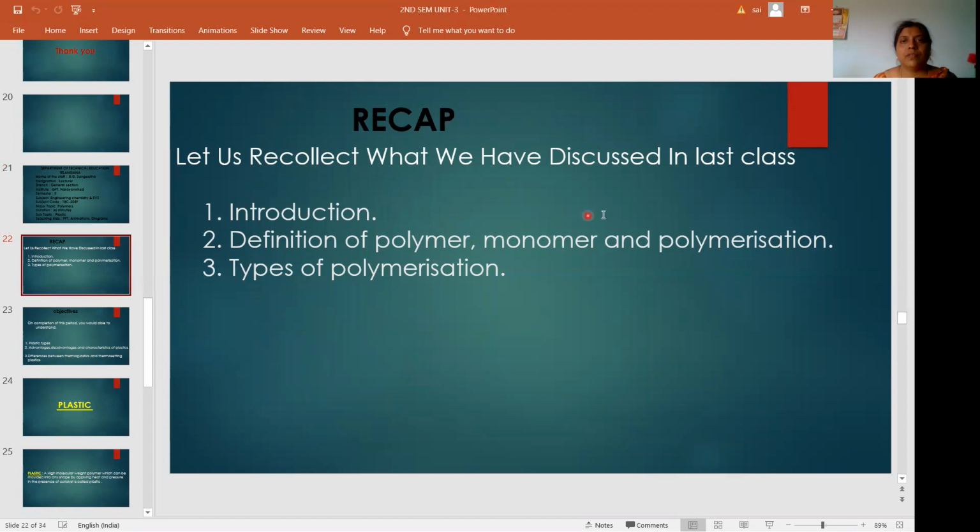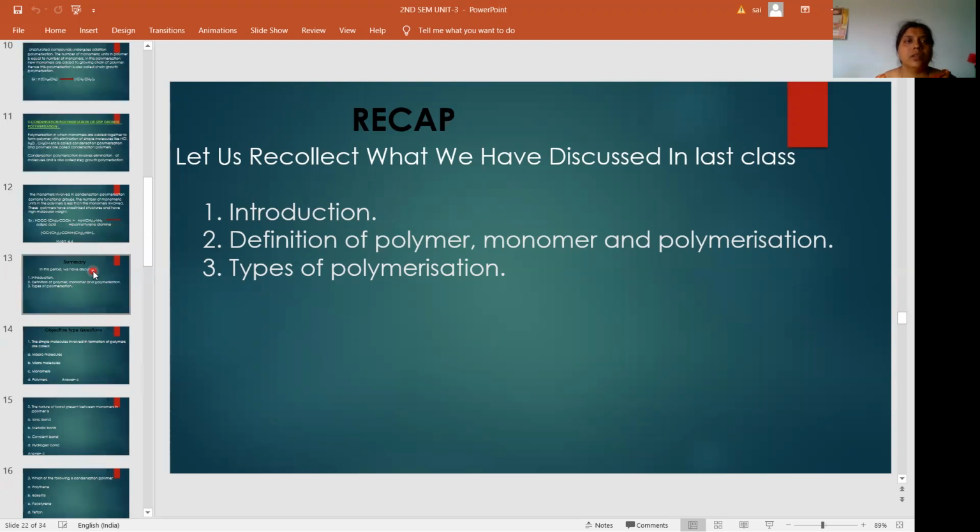Let us recollect what we have discussed in the last class: introduction to polymers, definition of polymer, monomer, and polymerization, and types of polymerization. So once again, we will revise these definitions and types of polymerization. So what is polymer?